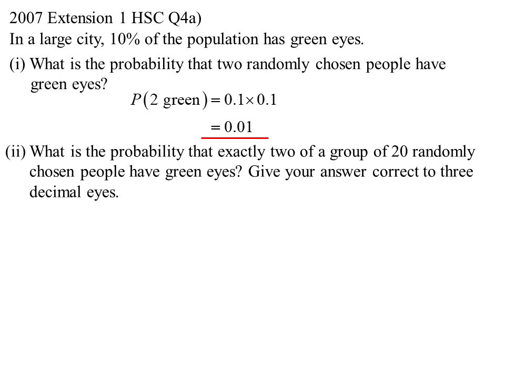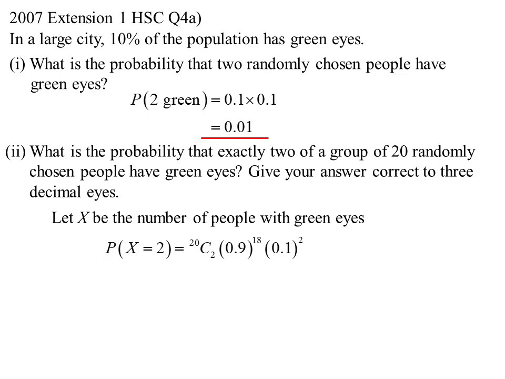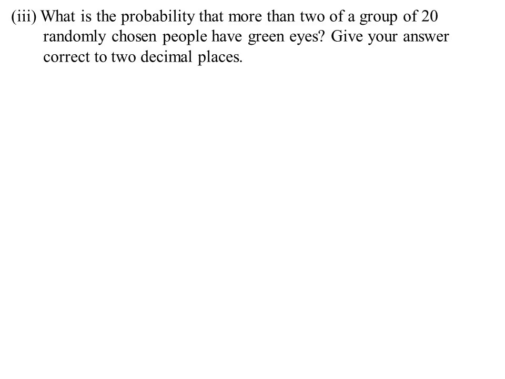What's the probability that exactly 2 of a group of 20 chosen people have green eyes? Now I've got to use the binomial probability idea. So X is going to be the number of people with green eyes. That's what we want to find. And we want X to equal 2. Probability of success, so it's 0.1 squared. 0.9 therefore is to the power of 18, binomial coefficient out the front, 20C2, all the ways we could arrange that, and we get 0.285.